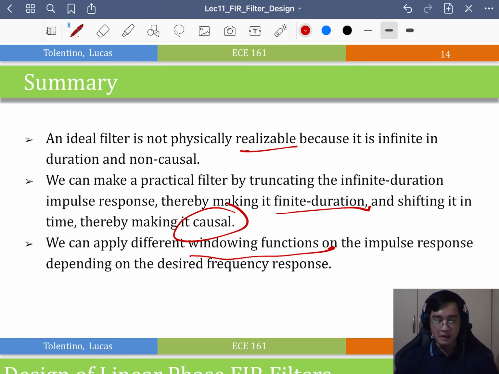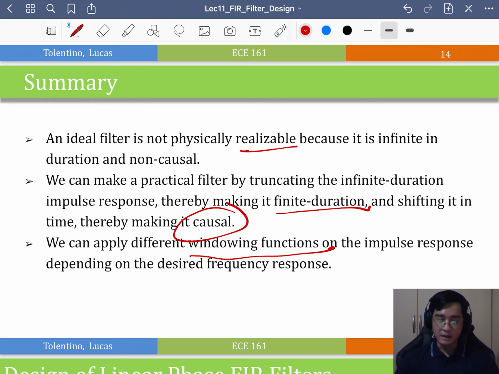Basically, we have an ideal filter at the start, with constant gain and a very abrupt change from the pass band to the stop band. We've made it a physically realizable filter by truncating the impulse response, making it finite duration and shifting it in time. Therefore, we have a practical filter with some ripples in the pass band and stop band and a transition region, or a smoother transition region.